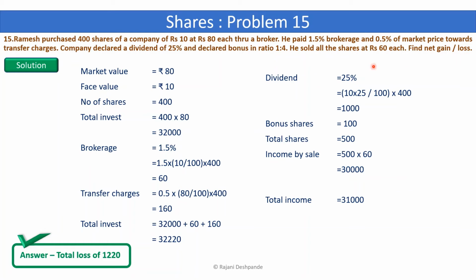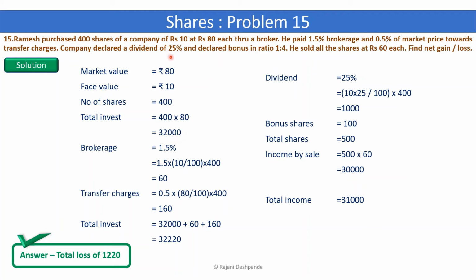So here, though it seems to be a very complicated example, just go step by step. Now see here, market value is rupees 80. Ramesh purchased 400 shares of a company of rupees 10 at rupees 80 each. So the face value of the share is rupees 10. Market value is rupees 80. He purchased 400 shares, so number of shares is equal to 400. So he invested a total amount of 400 into 80, 32,000.